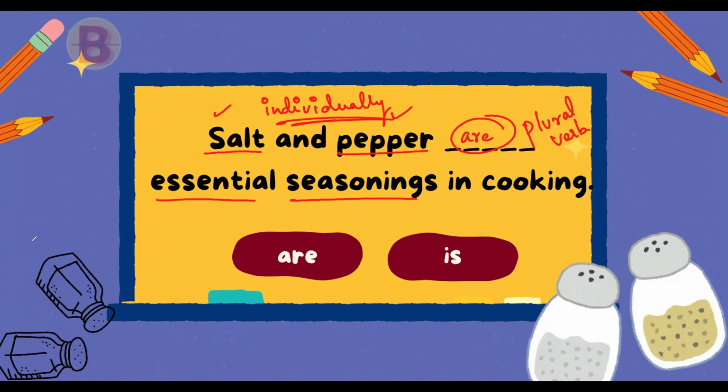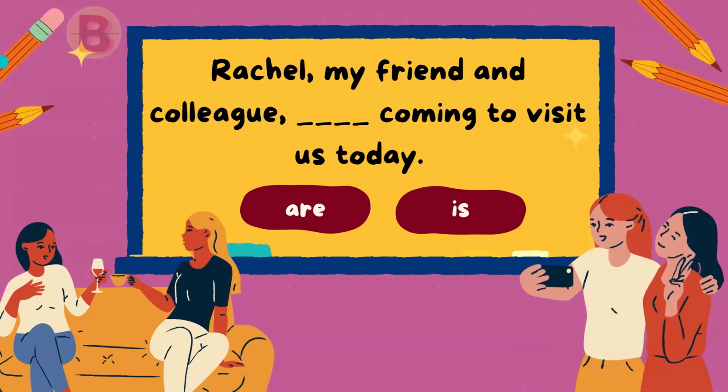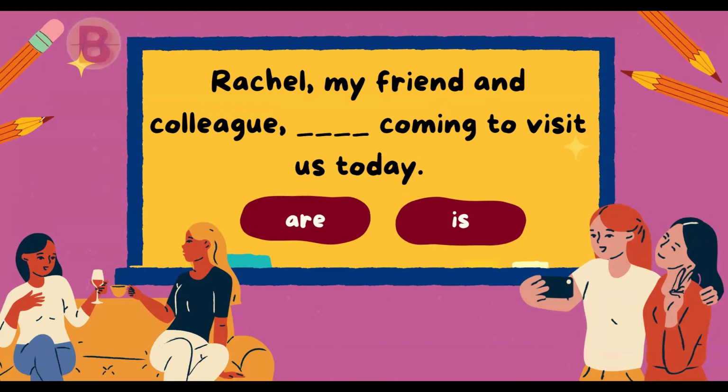All right, so let's now go to our next question. The last question is, Rachel, my friend and colleague dash coming to visit us today. Time's up. The correct answer is.